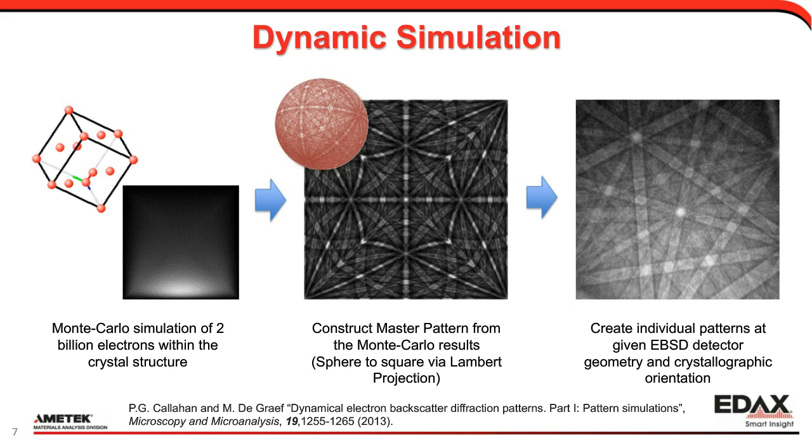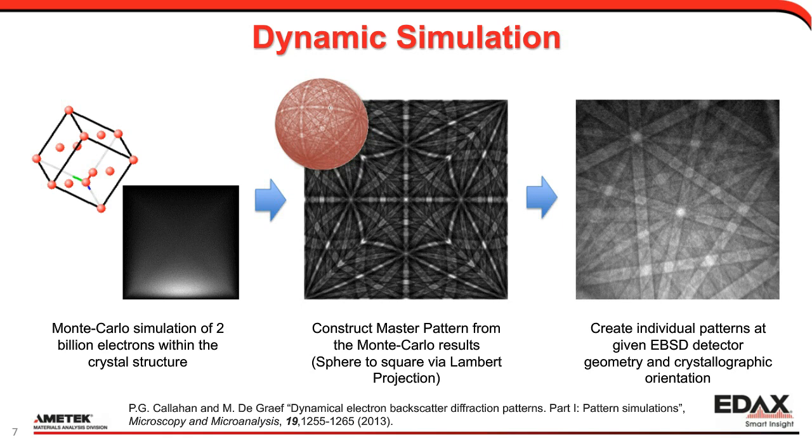So we start with a Monte Carlo simulation of all the electrons within the crystal structure. In this case, we're using 2 billion electrons. And from that, we calculate a master pattern. It's actually on a sphere, this master pattern, covering all of orientation space. But to make it more efficient in terms of computation, we project that sphere onto a square using something called the Lambert projection. This makes it much easier to analyze, as in computers we like to use nice square grids, makes things go faster.